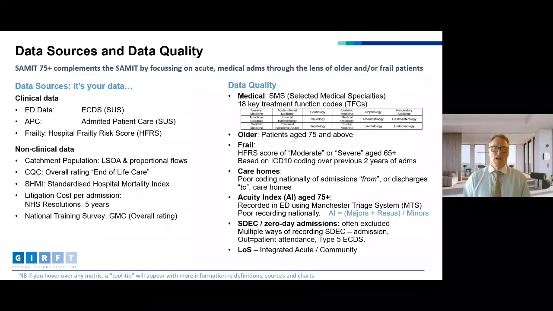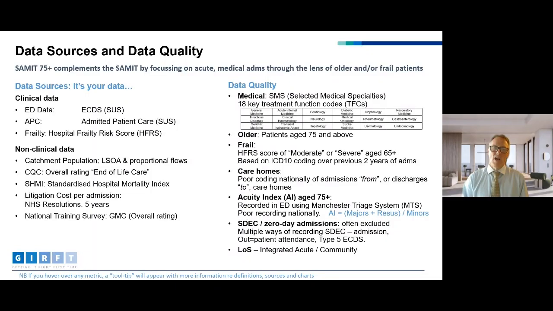We also talk about older patients aged 75 and above, and then we've got frail. The reason that we choose frail at 65 plus is that is where the HFRS is scored, and we're also aligning that with the new CFS, the clinical frailty scale scoring, and the CQUIN in ED that also targets patients aged 65 and above. But when we talk about frailty in the SAMIT 75, we are identifying those patients who have been scored as moderate or severe frailty, as per the scoring in the HFRS.